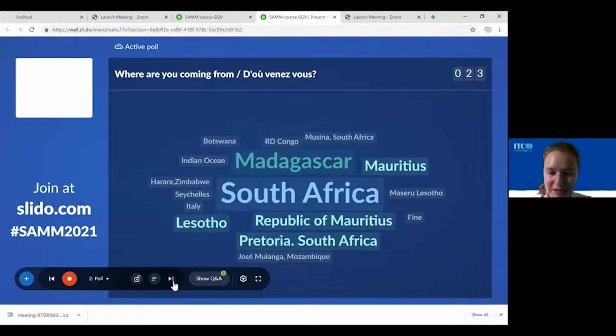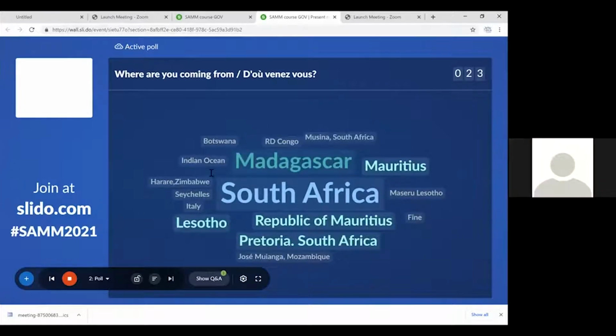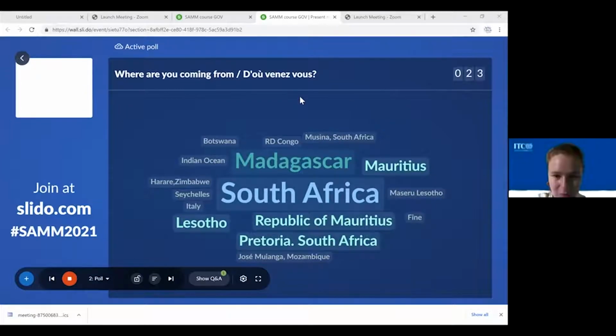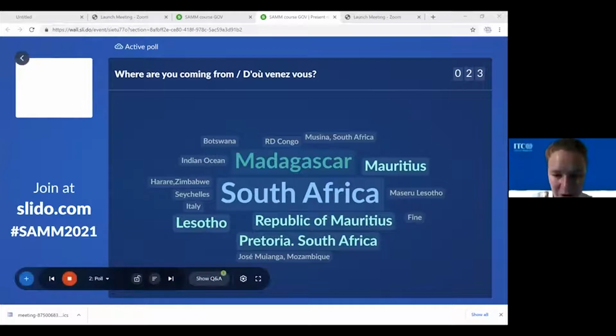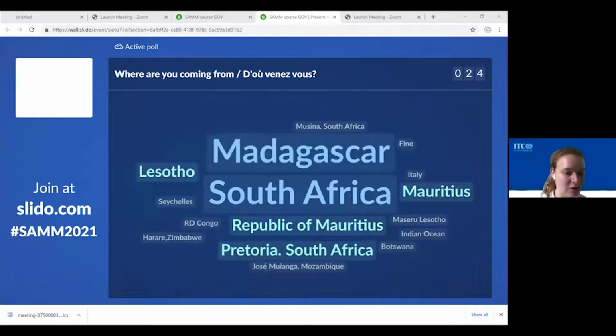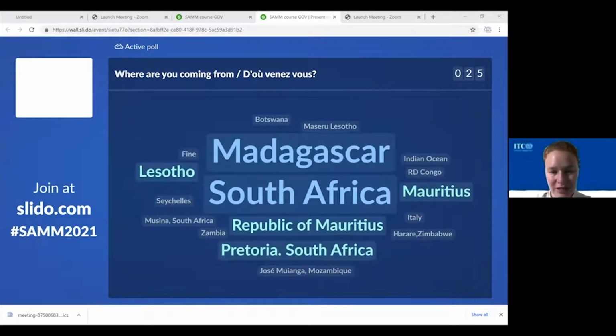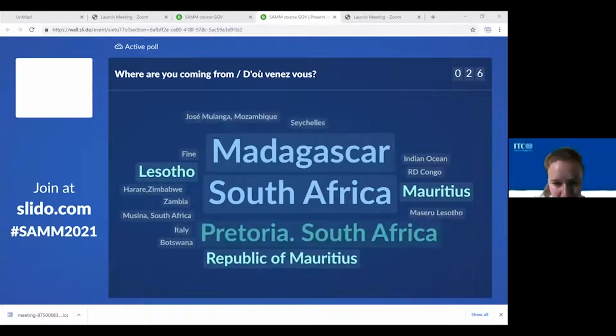All right, let's wait some more seconds to let everybody enter the country. Mozambique too, and DRC. So, of course, if you have any issues in using Slido, you can always use the chat box to answer. So, according to what I can see on the screen, the biggest delegation here comes from Madagascar and South Africa.